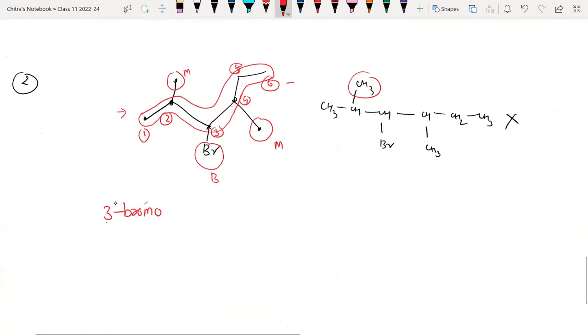Okay, so 3-bromo. Then we have the methyl group twice. So their positions are 2 and 4. Again, we have 2 of them, so it is di. The name of the group is methyl. Sir, I think you are doing a bit wrong.